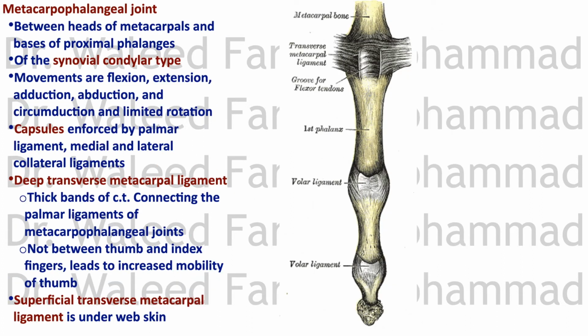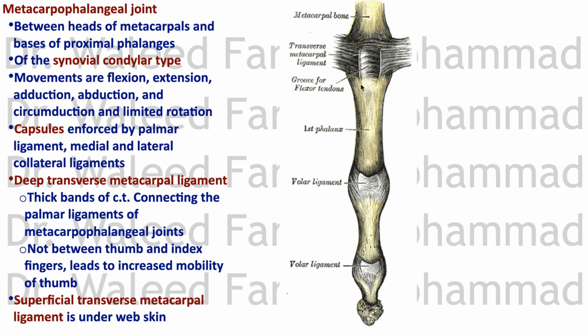Okay, the metacarpophalangeal joints are between the heads of the metacarpals and the bases of the proximal phalanges. It's a synovial joint of the condylar type that has flexion, extension, abduction, and adduction. Circumduction is the sum of these movements. The capsule is reinforced by the palmar ligament and radial and ulnar, or medial and lateral, collateral ligaments.